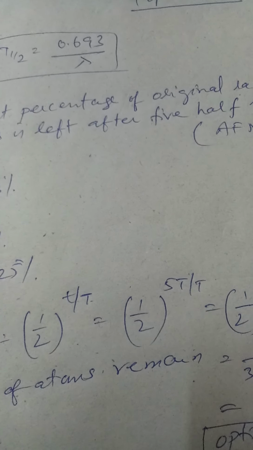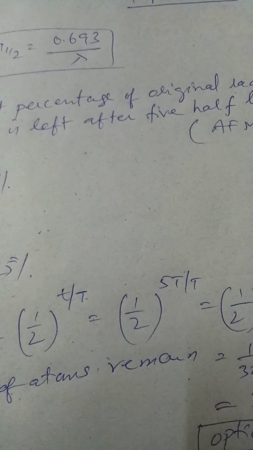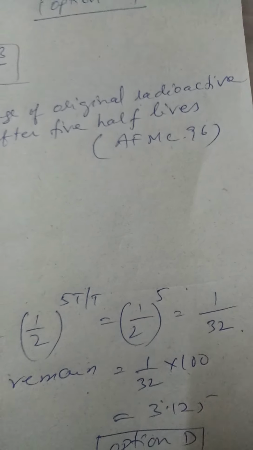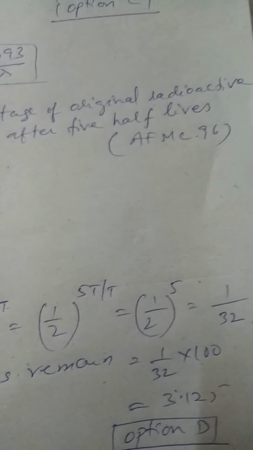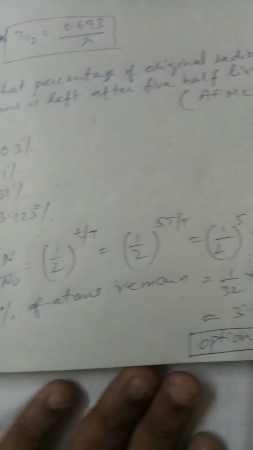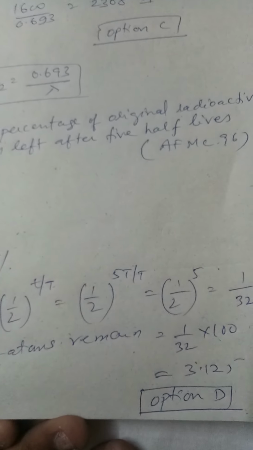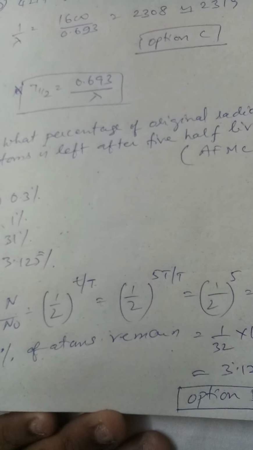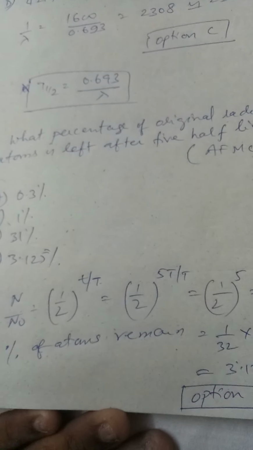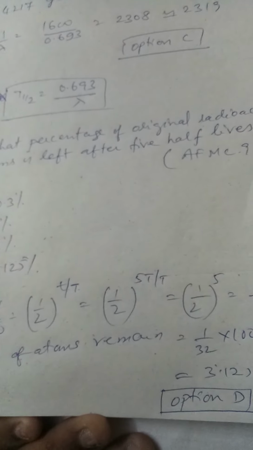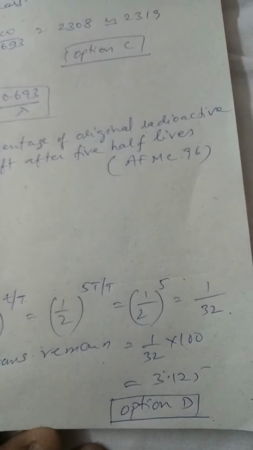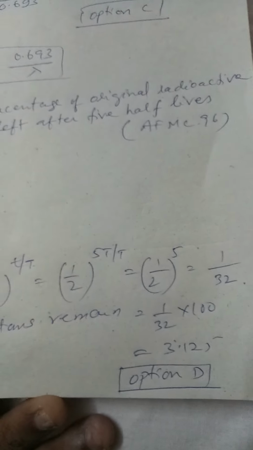So 5 half-life means what? t is equal to 5T. So 1 by 2 to the power of 5T divided by T. You get 1 by 2 to the power of 5, 1 by 32. So N by N0 is equal to 1 by 32. N is equal to N0 by 32. In terms of percentage he is asking. See, N is the number of atoms left. In terms of percentage, multiply by 100. So it will be 1 by 32 into 100. 3.125. Option D is the correct answer.